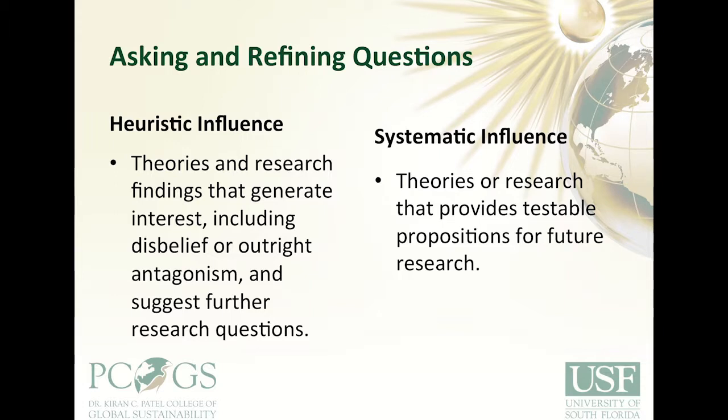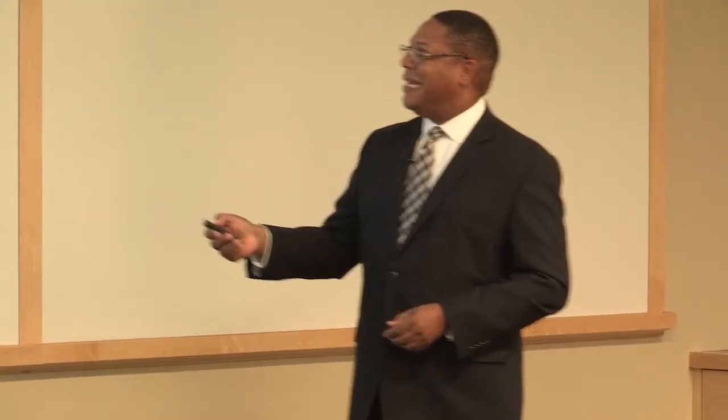The systematic influence is theories of research to provide testable propositions for future research. So right here we're talking about, I guess the operative word is testable, where you can perform tests. With the heuristic, you don't necessarily have tests there. You're doing observations, you're gathering data, but you're not trying to replicate something. So this is two ways of, I guess, focusing on questions.